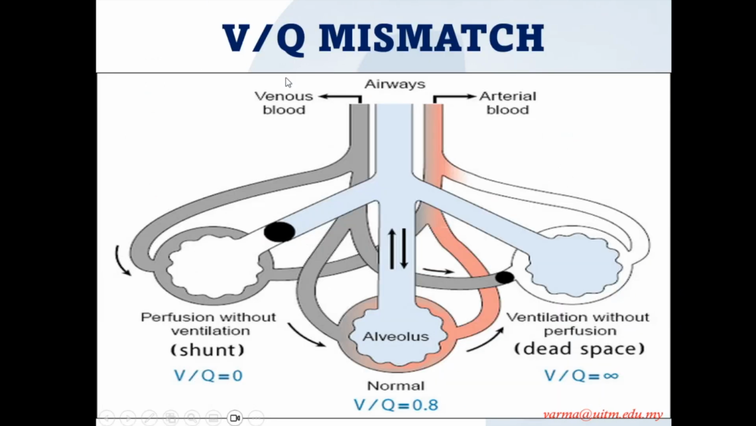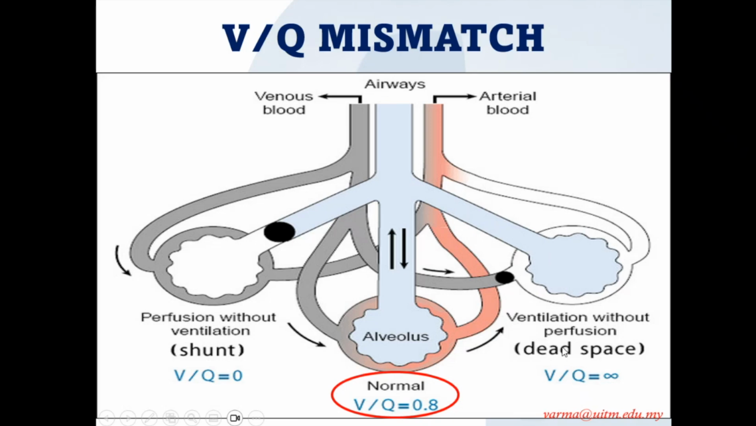And VQ mismatch, we look at normal. In a normal patient, V and Q are matched, so you get a value of 0.8. We don't get a value of 1 because of different zones of our lung: apex, middle, and base. That we will discuss extensively when we talk about the anatomy and physiology of the lungs and different zones later on. And I will touch on it when we talk about shunt and VQ mismatch in the next class.